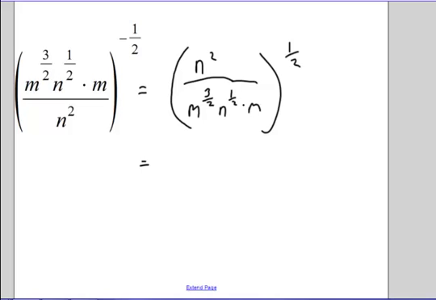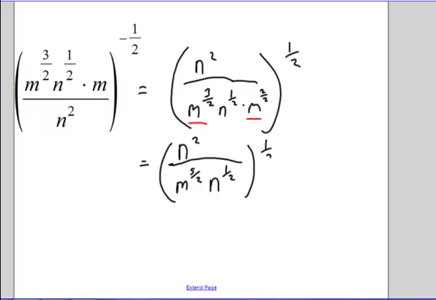Down here, let's look at this as n squared and let's combine these like terms. M to the 3/2 times m to the 1/1 power. If I add these, this is like m to the 2/2, which is the same as 1. So that would give me m to the 5/2 times n to the 1/2. This whole thing to the 1/2 power. Because I have like terms, I can just add the exponents.